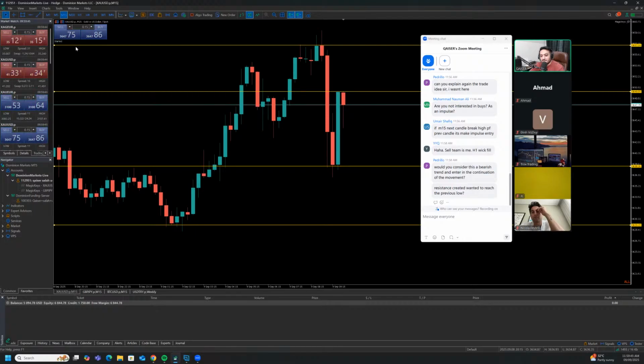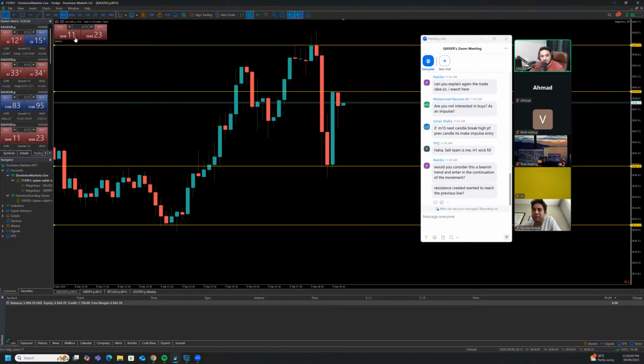Okay, just 15 seconds left for the candle to close, and we're going to enter into some kind of opening of London volume. Would you consider this a bearish trend and enter the continuation? Yeah, I'm looking for the same thing. Okay, so the candle is creating a wick now.